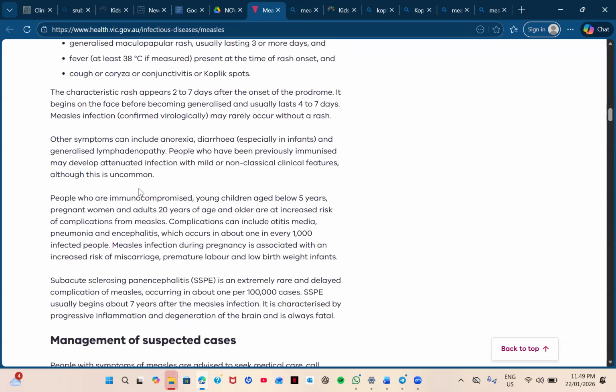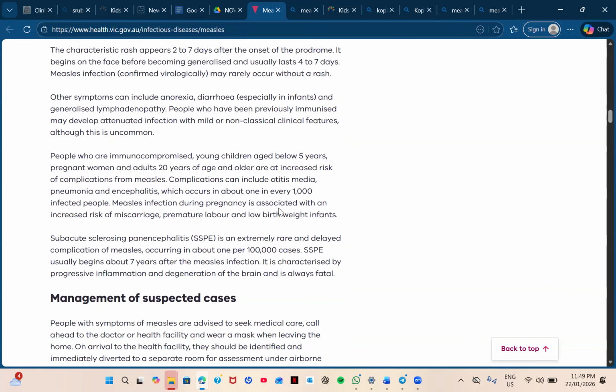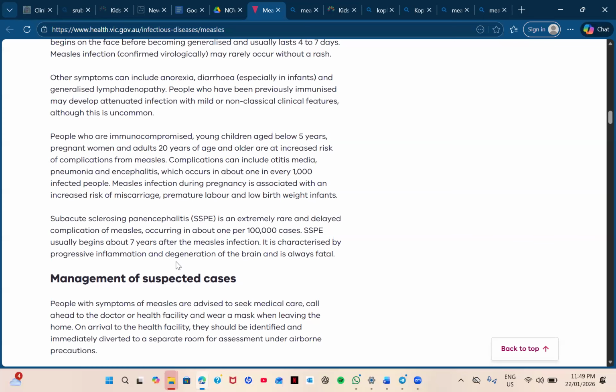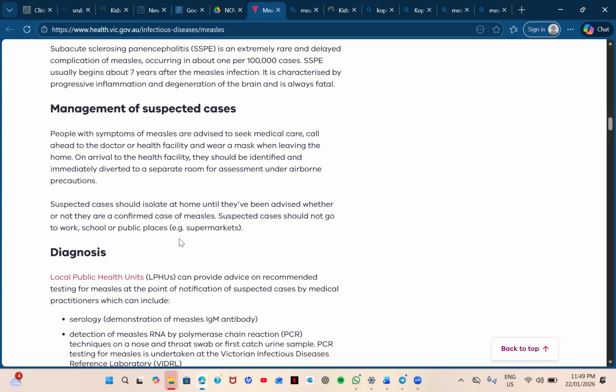Then other symptoms include anorexia, diarrhea, especially in infants, and generalized lymphadenopathy. We can see that, so please remember these features about lymphadenopathy as well. So we have Koplik spots, lymphadenopathy, erythematous maculopapular rash, and the three Cs, right? Then, what else? There's one more thing you should know.